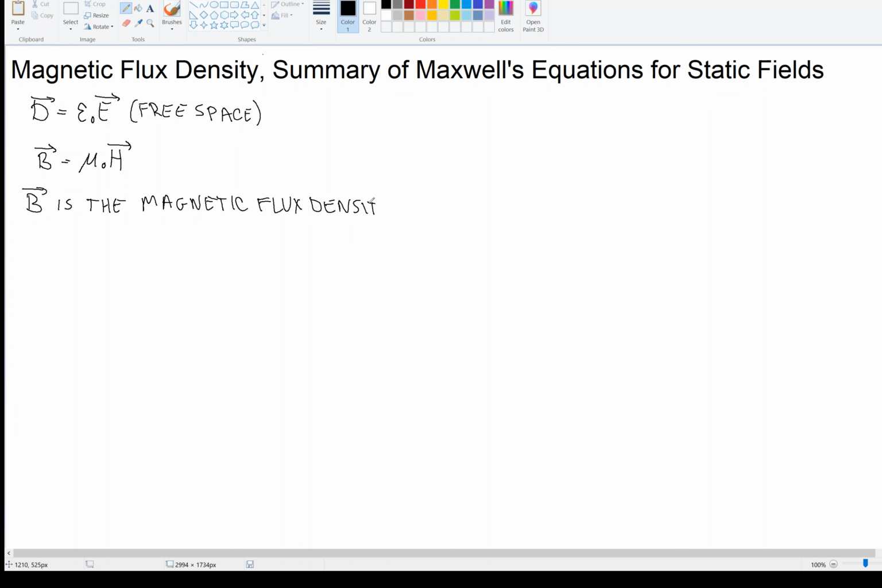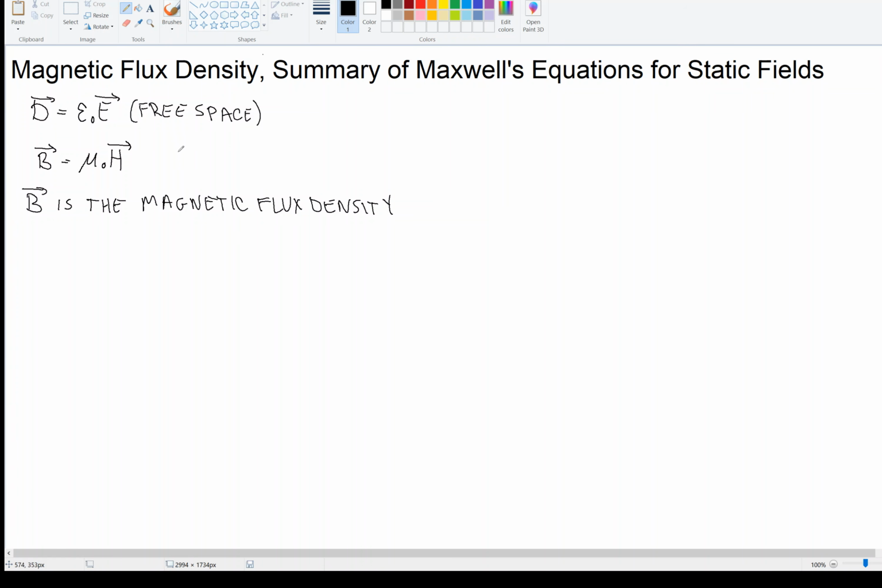Okay? And remember why we define D and why similarly we're defining B then. That's because these things behave differently in different materials. So, while we use epsilon 0 in free space, we used a relative permittivity in different materials. And so we're going to do something very similar for magnetostatic fields. We're going to define this magnetic flux density with this constant mu 0, and then you'll see that mu 0 is actually going to change for different materials.